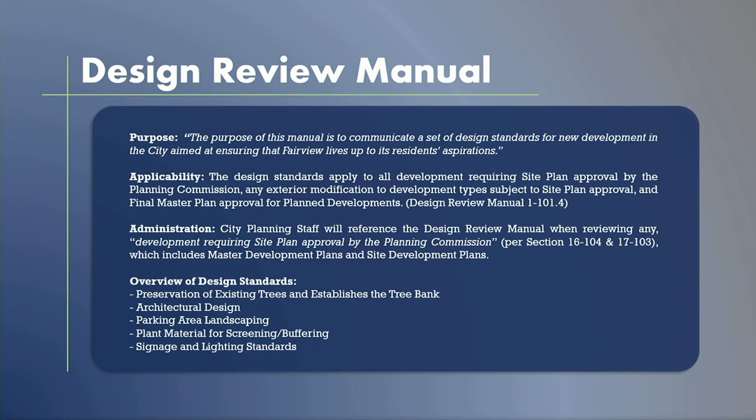This is gonna be applied to any development that requires a site plan. This is found in Design Review Manual 1-101.4. Under administration, you can see on the screen when staff will reference this, and it says, quote, development requiring site plan approval by planning commission. That's found in zoning ordinance 16-104, 17-103. Again, it's referenced in both documents, subregs and Design Review Manual and zoning ordinance. So staff's gonna have to use this and reference this when any type of development comes in for these purposes.